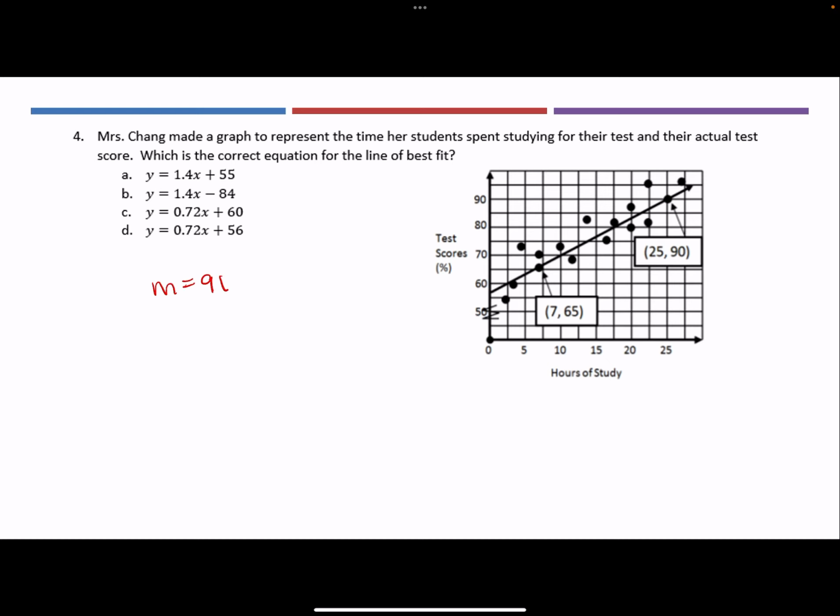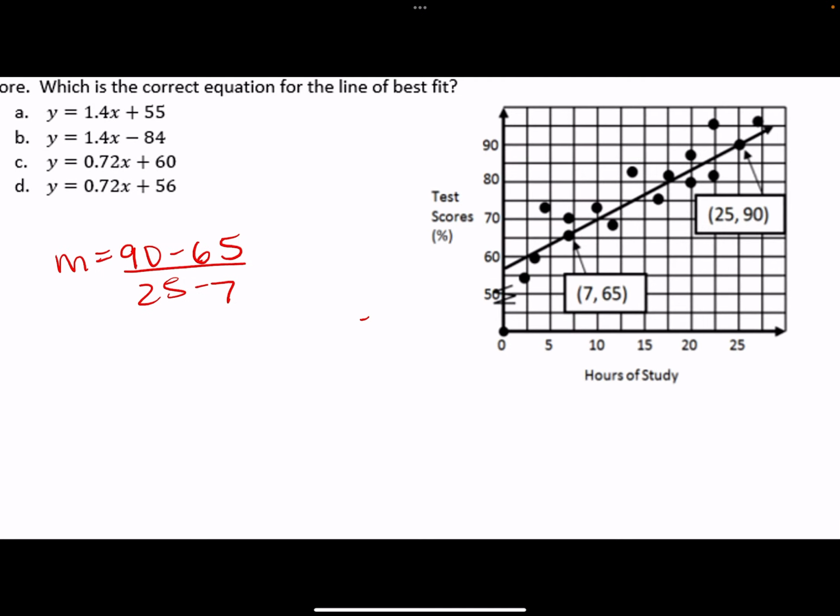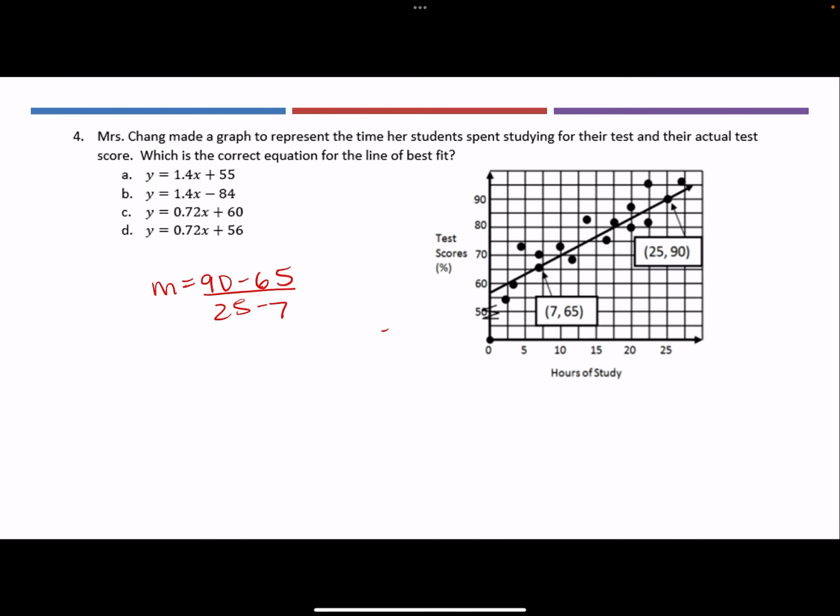So 90 minus 65 over 25 minus 7. So this is 25 over 18, right? Now that's kind of like an ugly fraction. So I'm going to plug that into my calculator and get a decimal. So 25 over 18 is 1.388888. So I'll round it to 1.39.